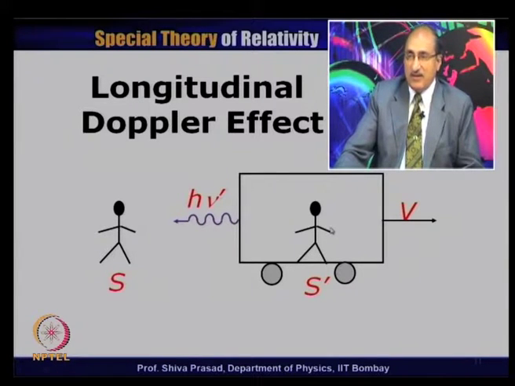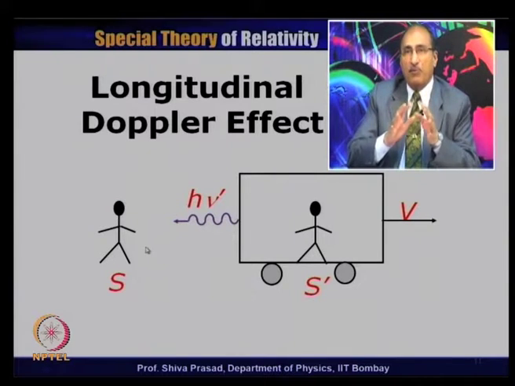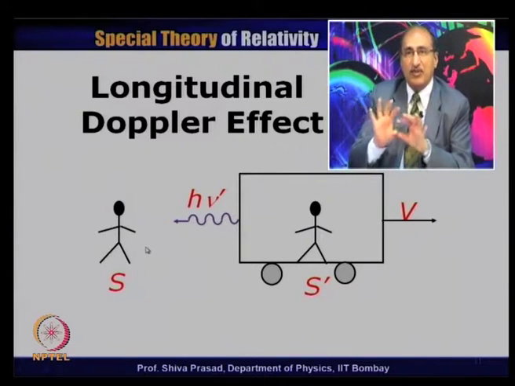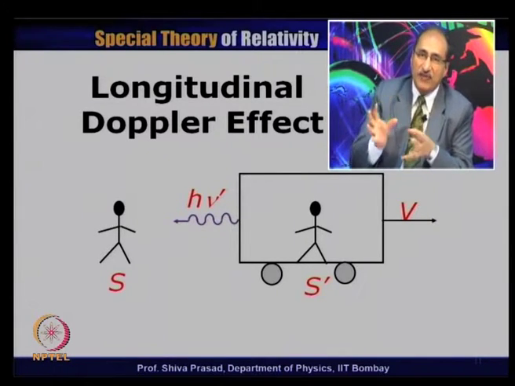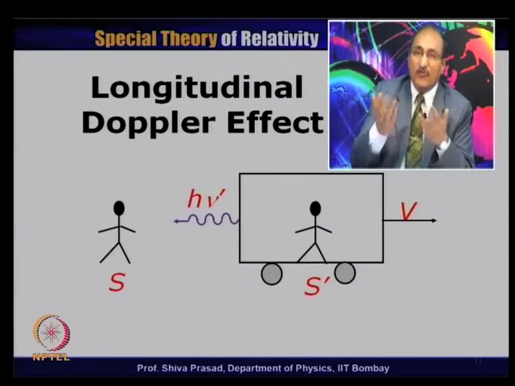Now, my question is, what will be the frequency of the light seen by this observer S? This changed frequency is what we will call the Doppler shifted frequency. So, all I have done is take the same problem of the Doppler effect and change the language into the relativity language, or the language of different frames which we have been using.